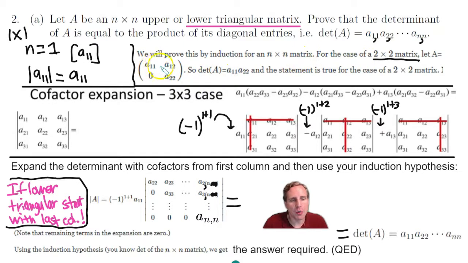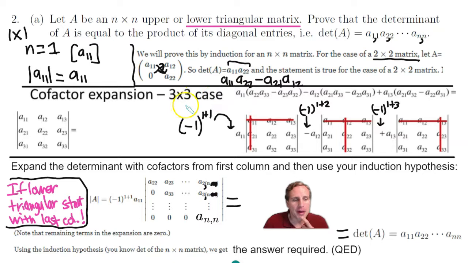We know the determinant of a 2 by 2 matrix is these two multiplied by each other, minus these two multiplied by each other. That is A11 times A22 minus A21 times A12. Well, A21 is equal to 0, so we just get A11 times A22. Notice that the product of the diagonals for a 2 by 2 matrix is indeed the determinant.